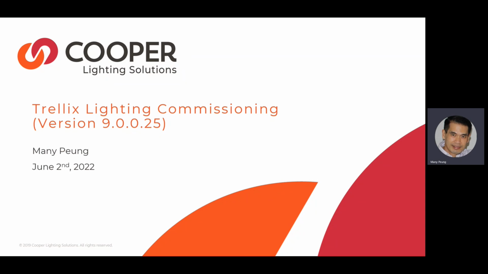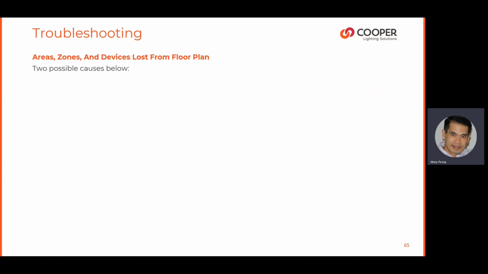In this video, I will show you how to deploy a Trellix sliding server for a site with both WaveLinx wireless and WaveLinx wire installed. Next, we're going to go through a couple of troubleshooting tips here. If you see some of the area, zone, or devices disappear, there are two possible causes for them.